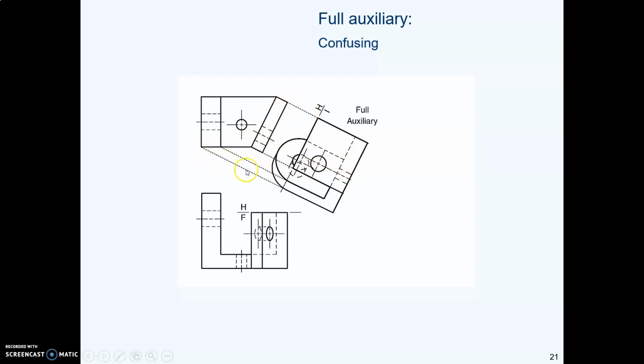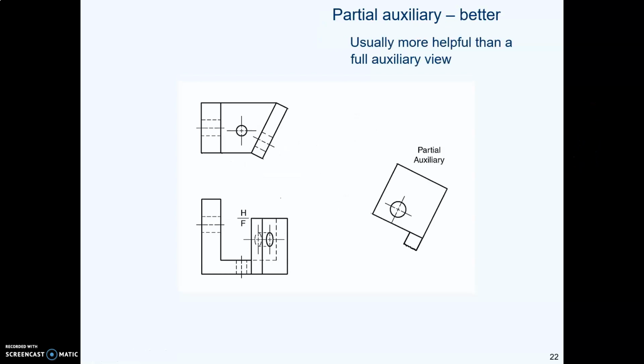But if we draw a full auxiliary view and project every single point, what we get is confusion. I mean, look at that thing. That is hard to interpret. And if our job is to communicate clearly, we would be better making a partial auxiliary. What we want to communicate is, what does this sloping face look like and where is the hole? So here is a partial auxiliary that shows that true size and shape.